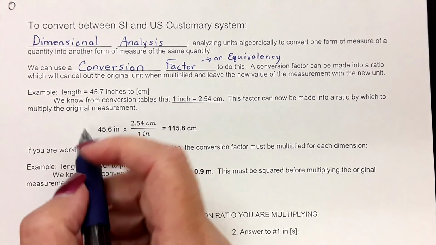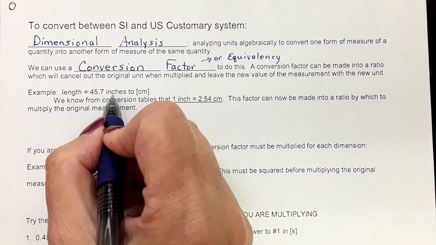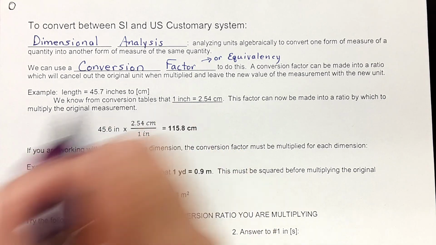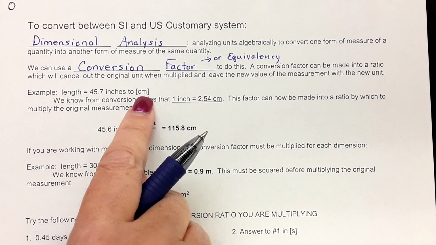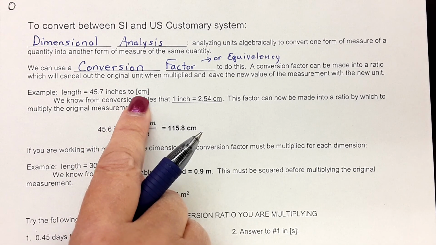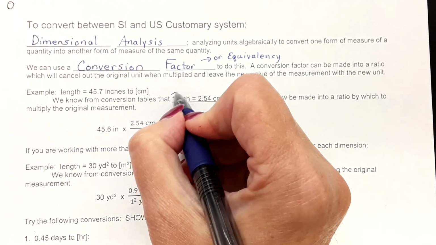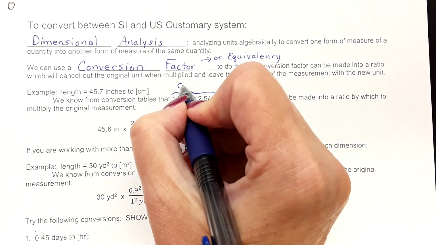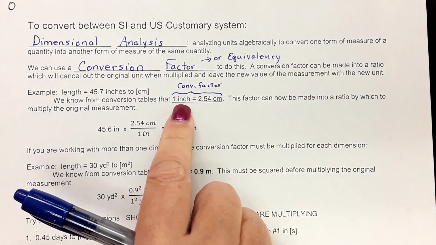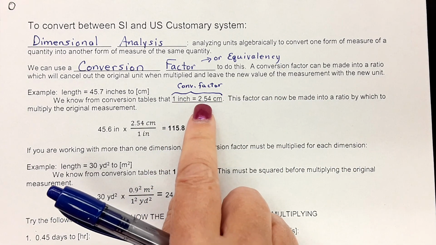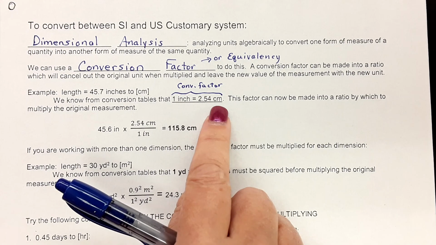Now, look at an example. Suppose we have a measure of length, and that measure of length is 45.7 inches, and we want to convert to the unit centimeters. So we're going from US Customary to SI, okay? What do we know about inches and centimeters? What's our equivalency or conversion factor for that? Well, here it is. This is the conversion factor. We know that 1 inch is equivalent to 2.54 centimeters, okay? And that's what we're going to use to help us.